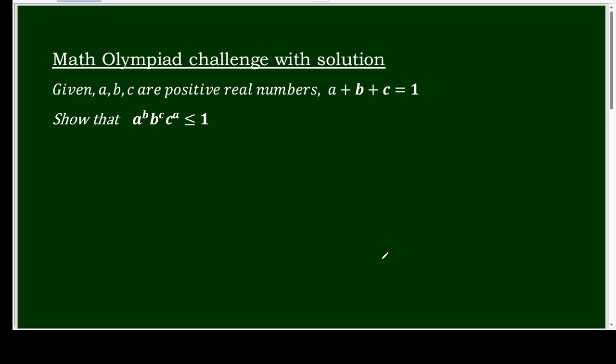So today I have taken a concept as well as a question. Given A, B, C are positive real numbers, A plus B plus C equals 3. Show that A power B plus B power C plus C power A is less than or equal to 1.